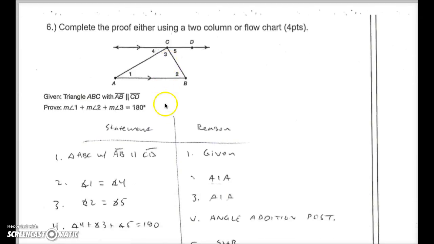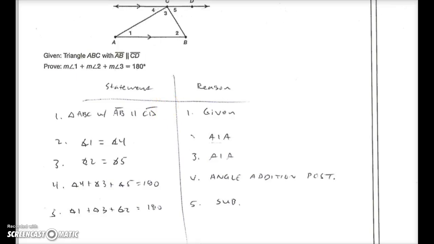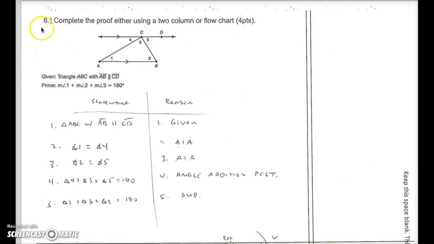Going on to the back side, question number 6. Let's see if I can get in there. This was the proof that we did in class. We did it twice. And all you had to do was just memorize this proof. Complete the proof either using a 2-column or a flow chart. And so I used a 2-column. I showed you that in class.